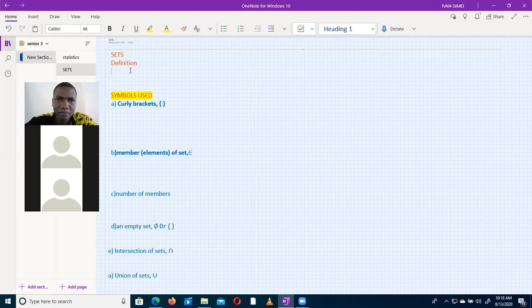A set is a group of data or some elements. A set is a group of elements. So we're saying a group of elements of the same kind that belong together and can be used together.